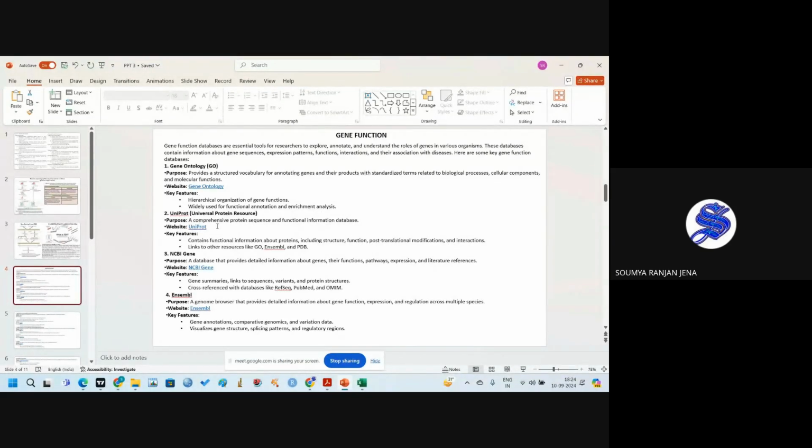The second one is UniProt. It is a worldwide used database where we store millions of genes' data. This is a comprehensive protein sequence and functional information database. The key features include functional information about proteins, including the structure, function, post-translational modification, interaction, and links to other resources like GO, Ensembl, and PDB databases.